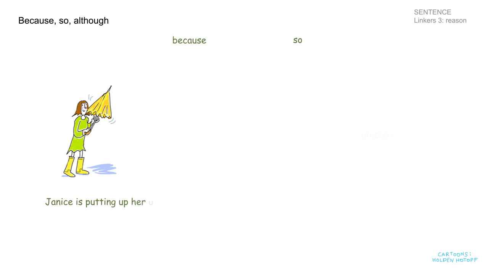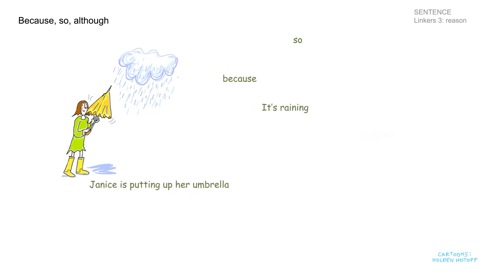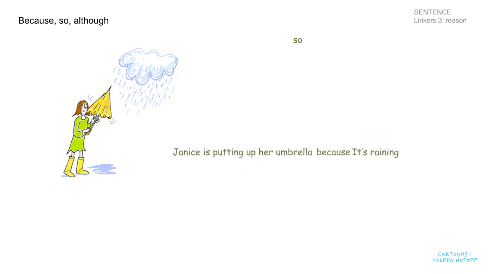Okay, because and so. Here's a picture of Janice coming out of her house and she's putting up her umbrella. The reason? It's raining. We can put those two sentences together to answer the question why. And we can do that using because. There they are. And I need to change the capital I for a small i, and we need a full stop or period at the end of the sentence. Janice is putting up her umbrella because it's raining.